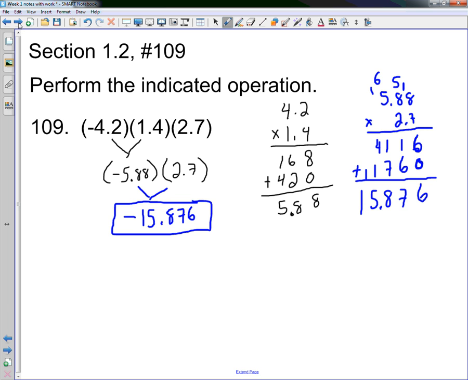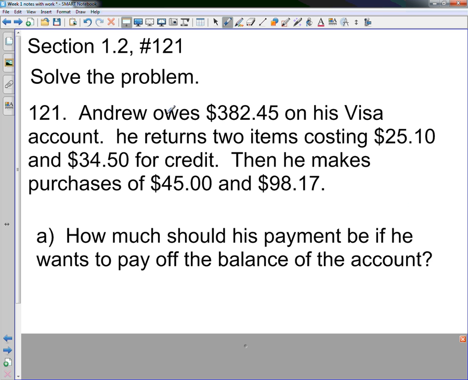Okay. So let's look at a word problem in section 1.2. So again, if you need to pause me so you have a moment to read the problem and get everything set up, feel free to do so, and then when you're ready, come back. Okay, so hopefully you've had a chance to read the problem and check it out. So let's go through it.